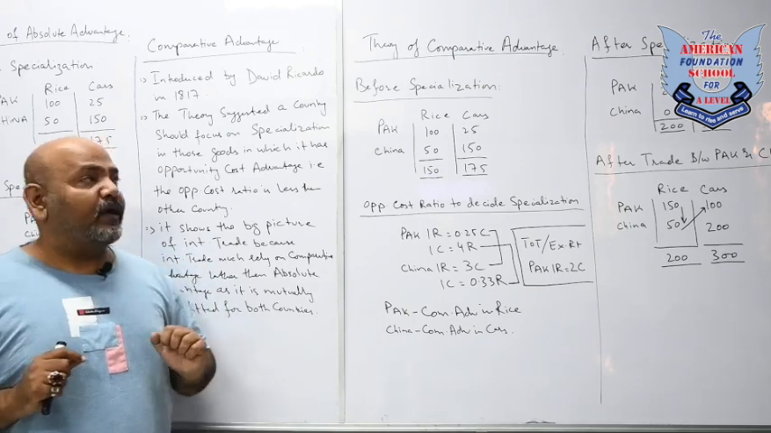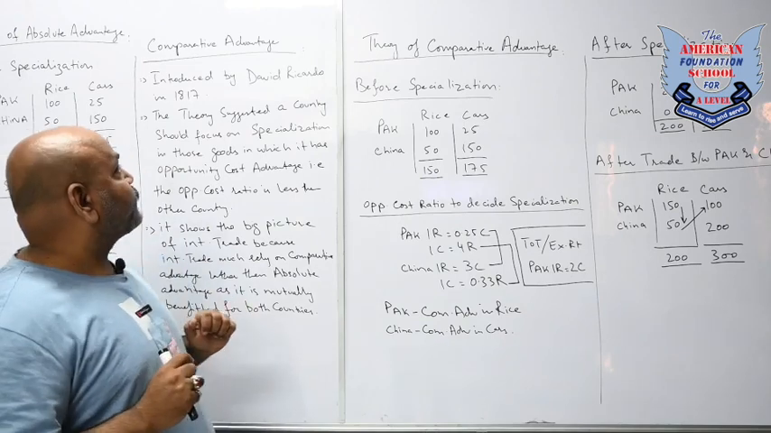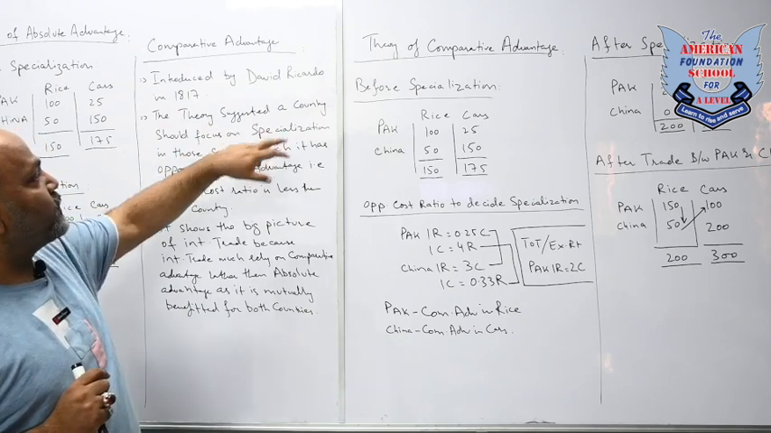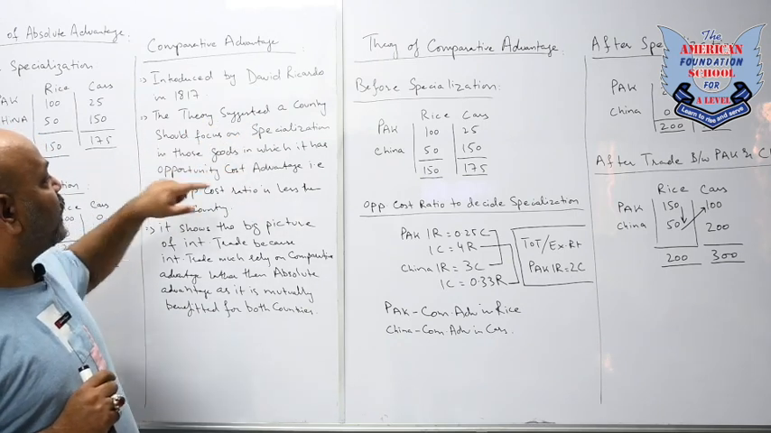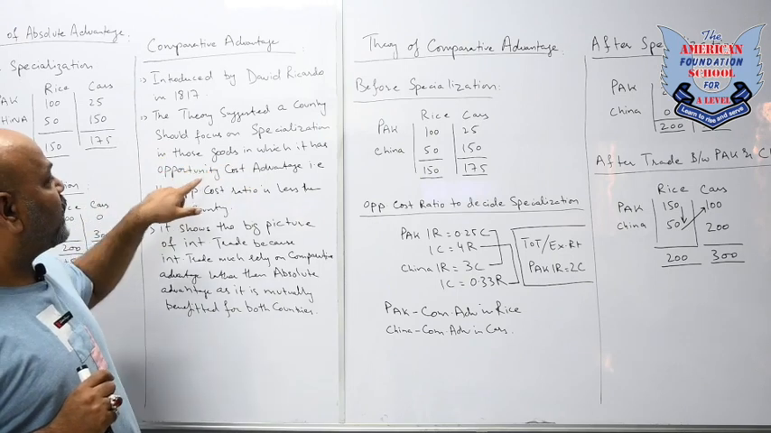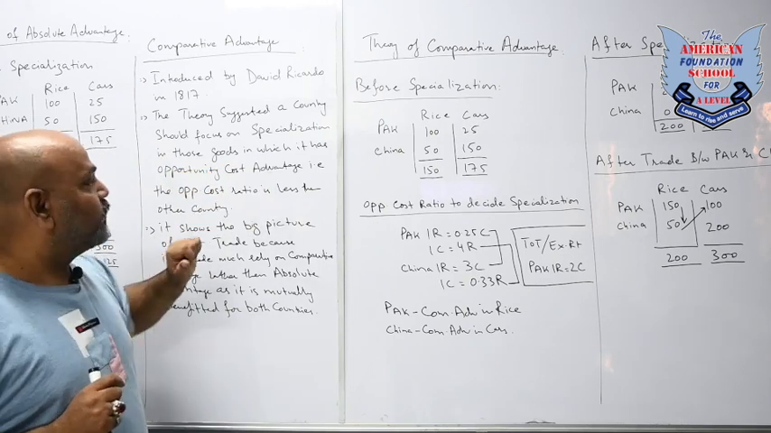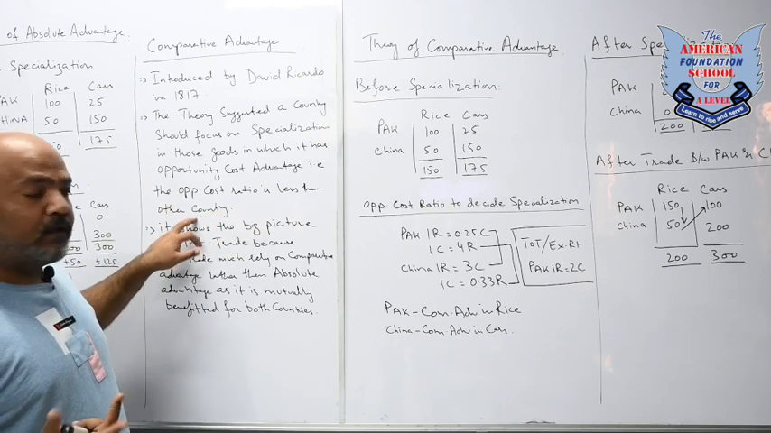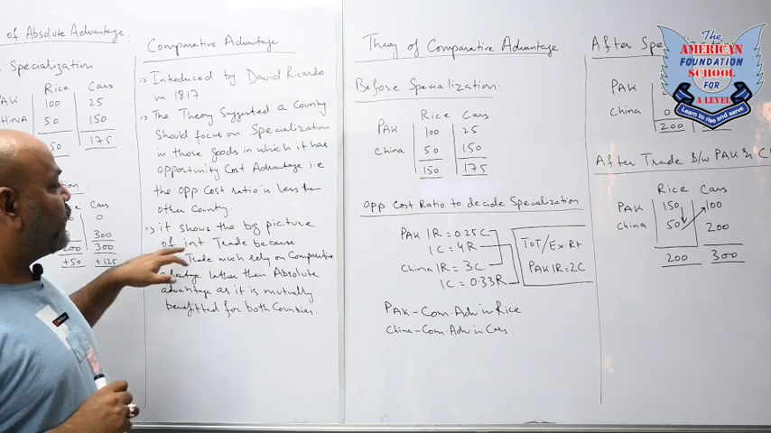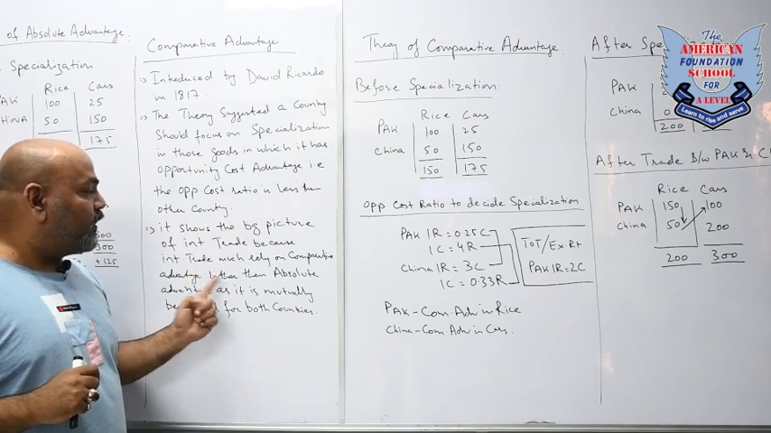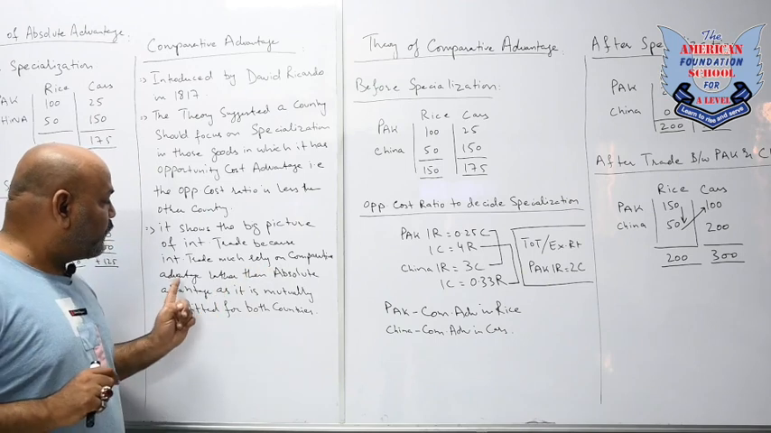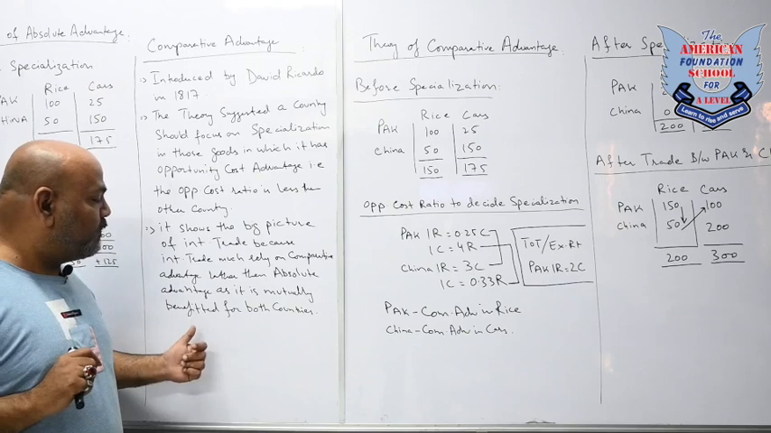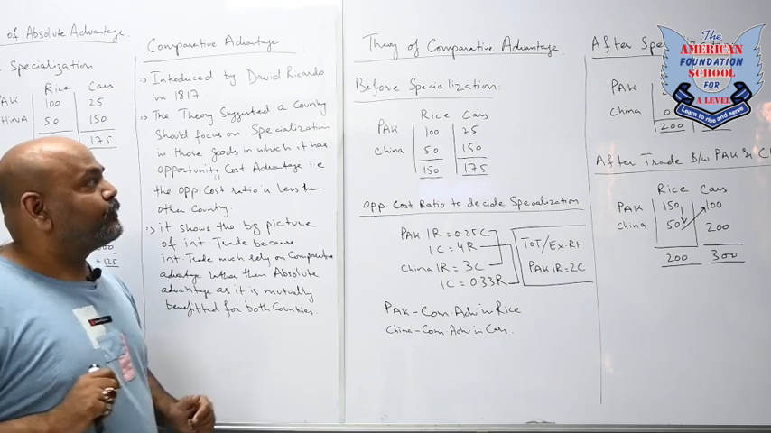Now let's discuss comparative advantage. As I told you, comparative advantage was introduced by David Ricardo. The theory suggests a country should specialize in those goods in which it has an opportunity cost advantage, that is, the opportunity cost ratio is less than the other country's. It shows the big picture of international trade, because international trade relies much more on comparative advantage than absolute advantage, as it is mutually beneficial for both countries.